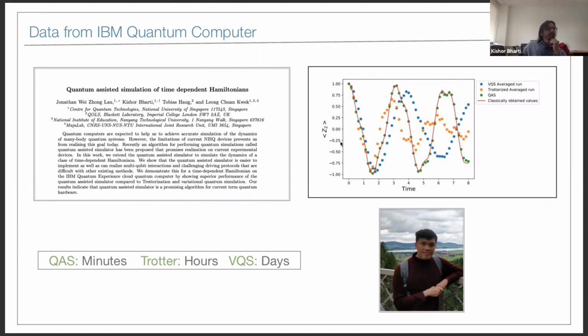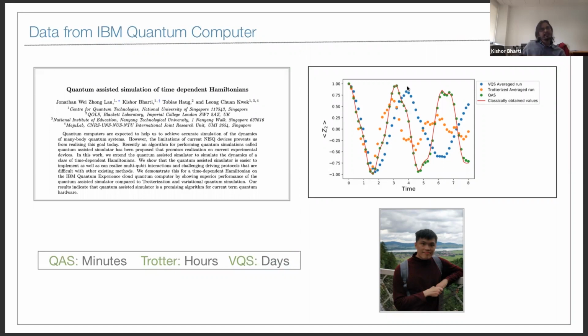And you can see that VQAS, the algorithm by Lee and Benjamin, takes like days for the implementation. Trotter takes like hours. On the other hand, our algorithm can be run in minutes. Actually, we can reduce it to seconds if we properly optimize, because the quantum computers just need to do some circuit sampling, and that's it, which can be done very fast. That's what they are good for.